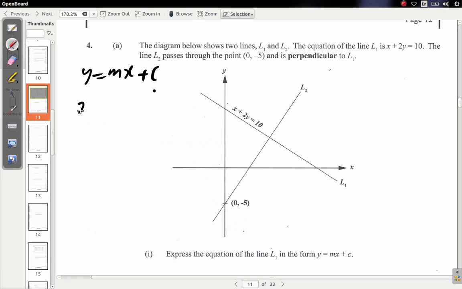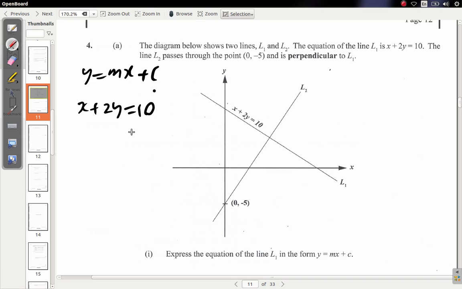But what did they give you? x plus 2y equal 10. What must you do? Pause the video and try it. And don't tell me a lie and pretend you paused it and tried it. You have to try it, even if you get it wrong.